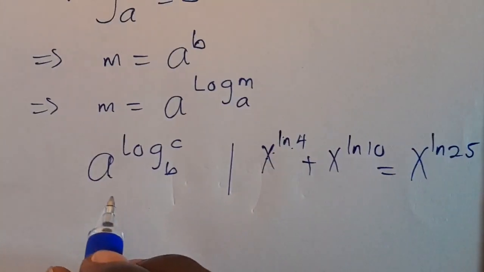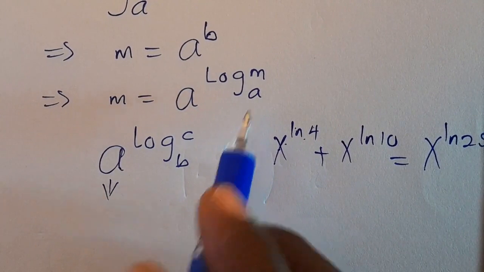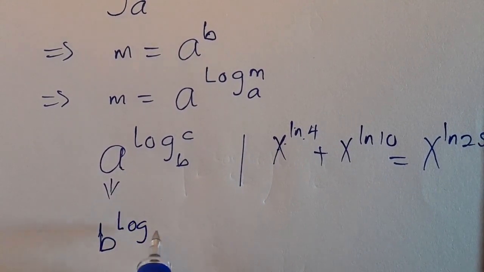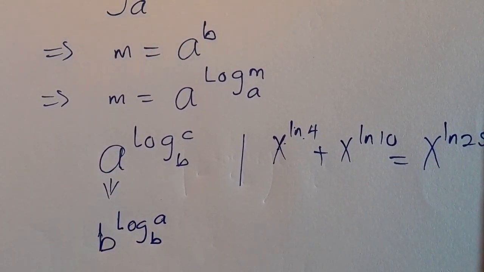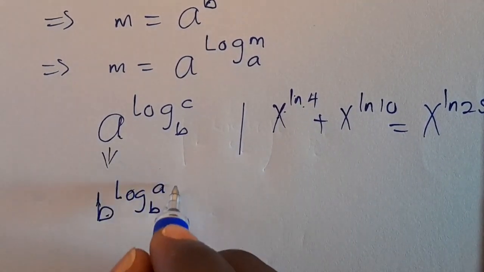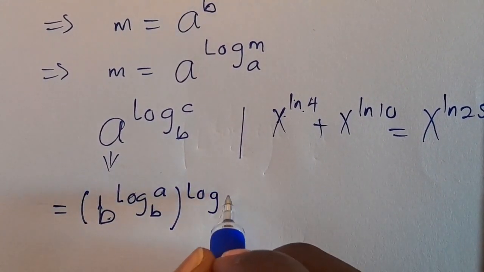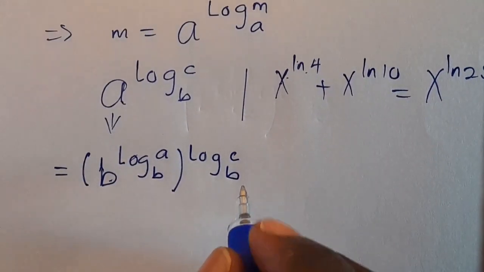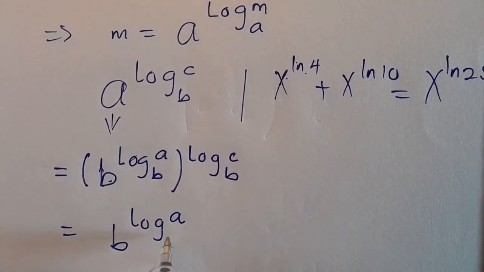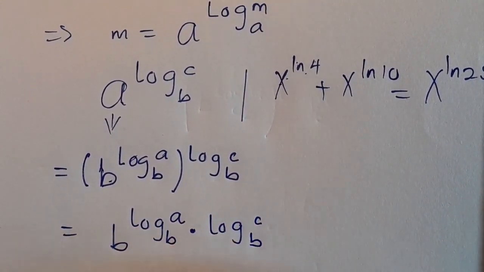Now, we can express this expression by using this approach, assuming we want to use b to the power of log a in base b. Now, we know that we cancel this, then we have our a back, then to the power of log c in base b. So from here, this will give us b to the power of log a in base b, then multiplied by log c in base b.